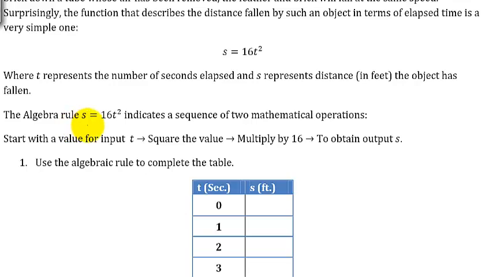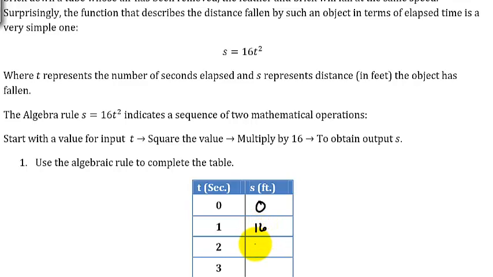The algebraic rule, s equals 16t squared, indicates a sequence of two mathematical operations. You start with a value for input t, you square the value, then you multiply by 16, and this will give you the output s. So we want to use this algebraic rule to complete this table. If t is equal to 0, then 0 squared is 0, multiply that by 16 and you get 0. 1 squared is 1, multiply that by 16, you get 16.